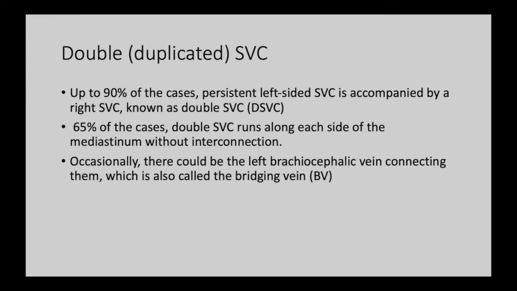In up to 90% of cases, persistent left superior vena cava is accompanied by a right superior vena cava, and this is known as duplicated or double superior vena cava. 65% of cases have a double superior vena cava running along each side of the mediastinum without any interconnection. However, occasionally there could be a left brachiocephalic vein which connects the duplicated or double superior vena cava, and this is also known as the bridging vein.